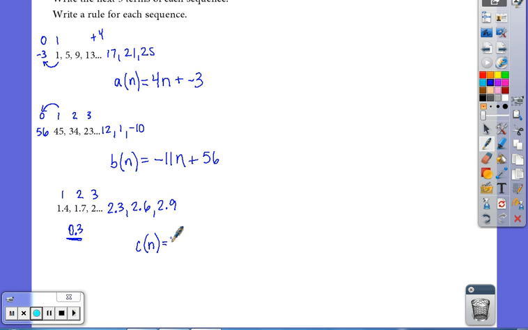And if I wanted to write that rule, I would have C of n equals 0.3, my common difference, n, and then I must go backwards 1 to get my 0 term. So 1.4 minus 0.3 gives me 1.1. So plus 1.1. And there is arithmetic sequences.